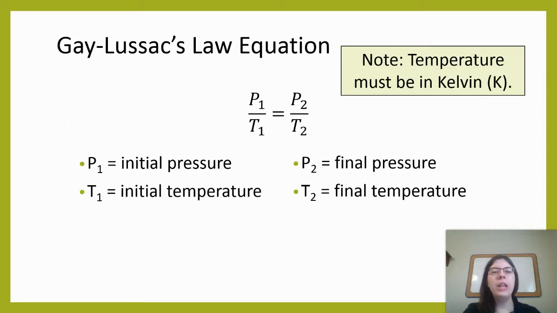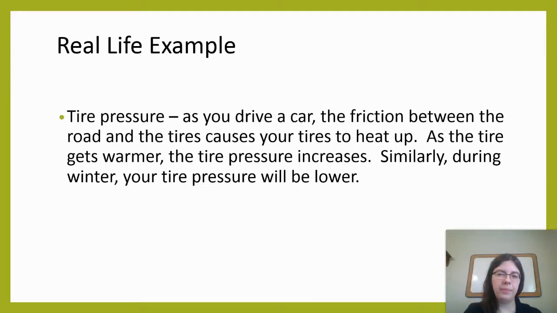Now the equation for Gay-Lussac's law is P1 over T1 equals P2 over T2. And a really important thing to remember, temperature is going to be in Kelvin. So if you're given the value in Celsius, remember to add that 273. So P stands for pressure, T again for temperature in Kelvin. The ones are the initial values and twos are the final values.